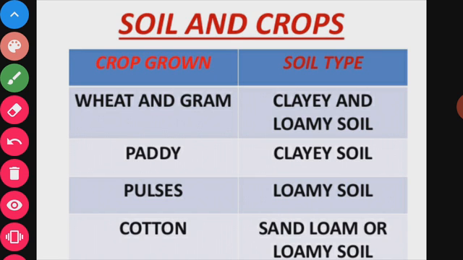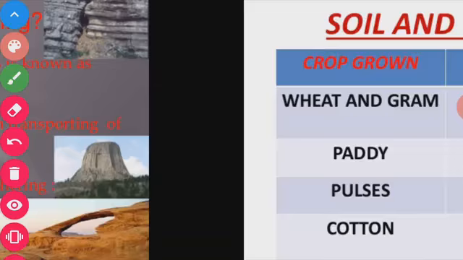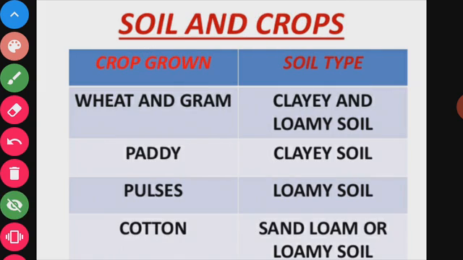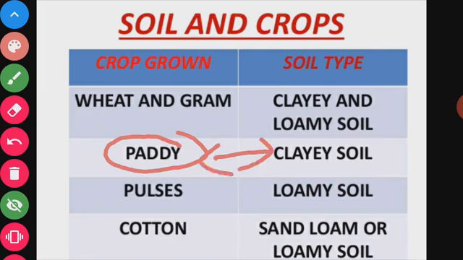Let us study some soils which are suitable for different crops. First, clay soil. It is good for growing crops like paddy. Clay soil has greater humus. It is fertile and it retains water well.